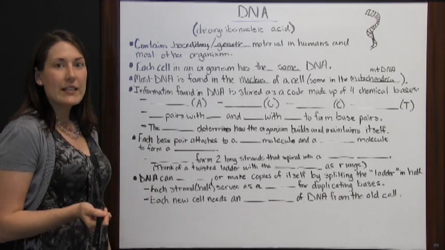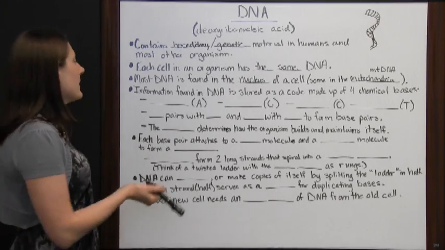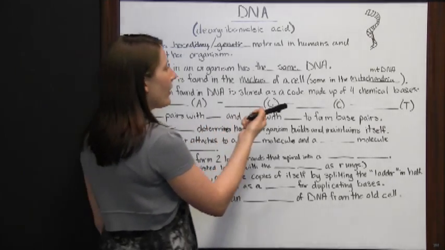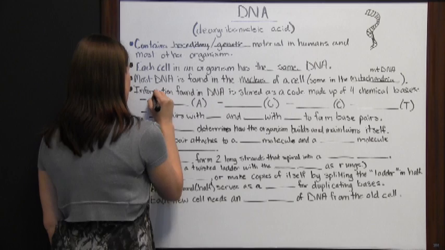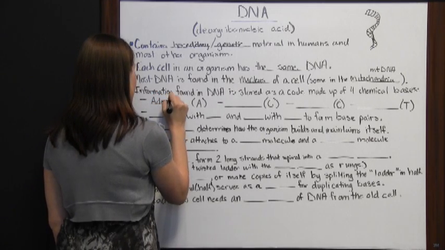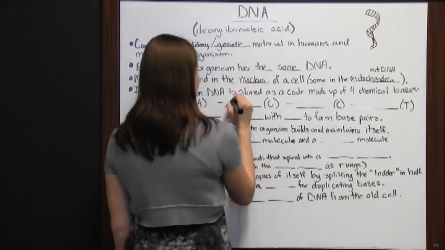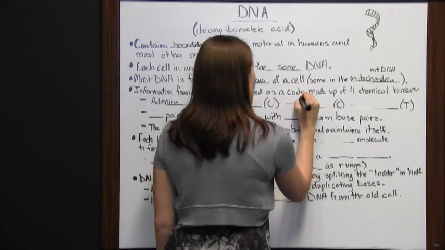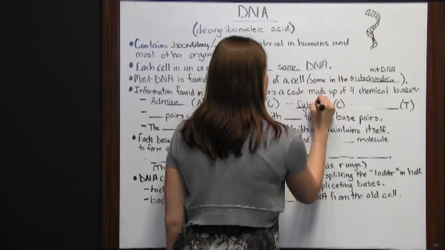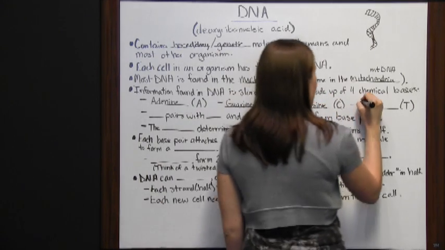Now, that important hereditary information found in DNA is stored as a code made up of 4 chemical bases. We've got adenine, guanine, cytosine, and thymine.